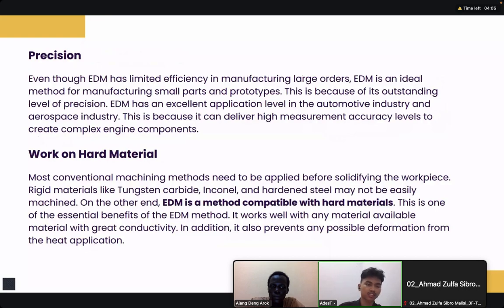Work on hard materials. Most conventional machining methods need to be applied before hardening the workpiece. Rigid materials like tungsten carbide, inconel, and hardened steel may not be easy to machine. On the other hand, EDM is a method compatible with hard materials. This is one of the essential benefits of EDM. It works well with any material with great conductivity. In addition, it also prevents any possible deformation from heat application.